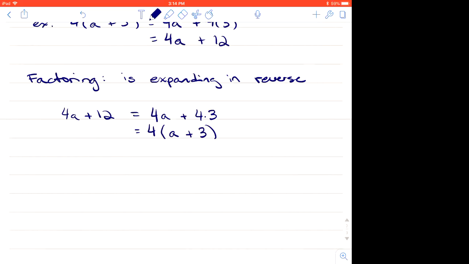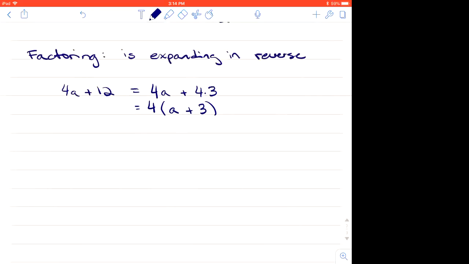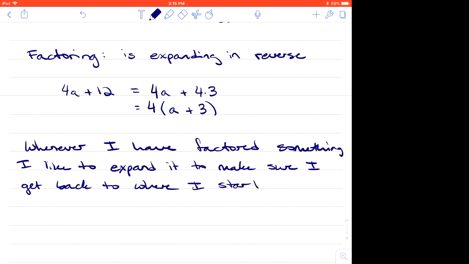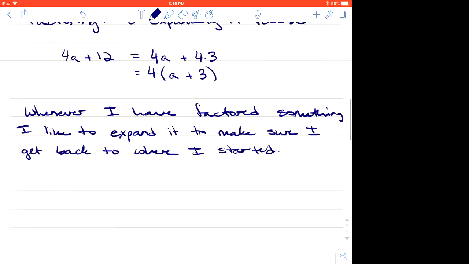Because factoring can be a little bit tricky sometimes, whenever I've factored something, especially if I'm not sure of myself, I like to expand it quickly just to make sure that I got back to where I started. Whenever I have factored something, I like to expand it to make sure I get back to where I started. Just as a general rule.